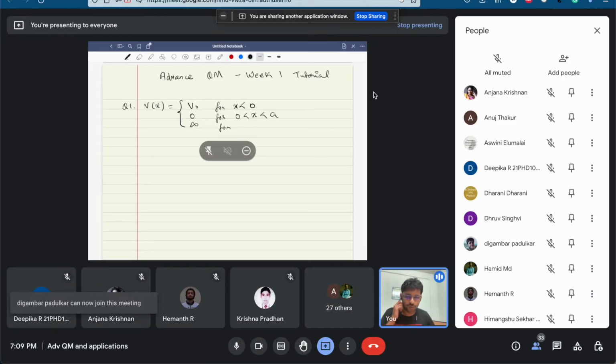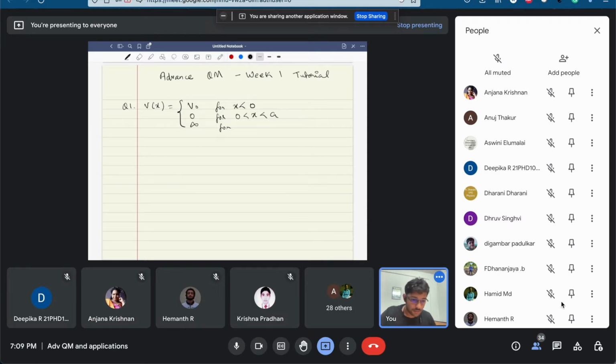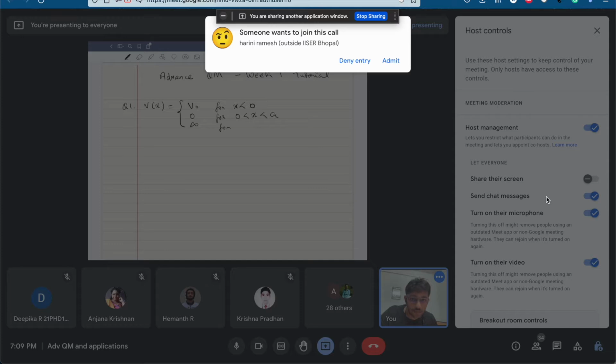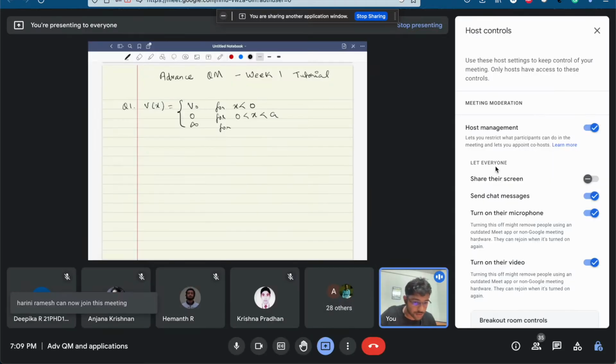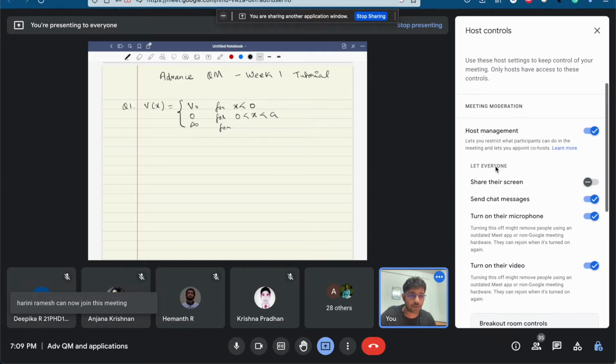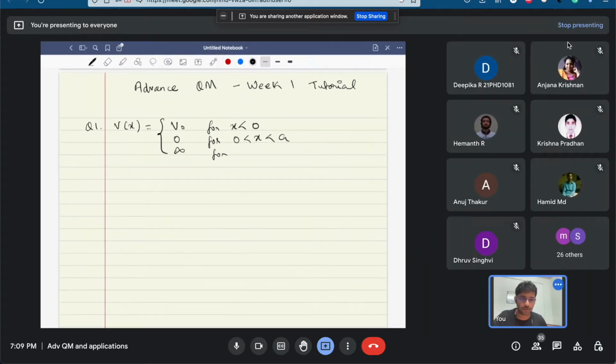Does anyone know how I can make it such that everyone can enter without my permission? Because I have to click it every time and that will distract me a bit. Okay, I'm not sure how to do that. Fine, I'll just do what we can here.